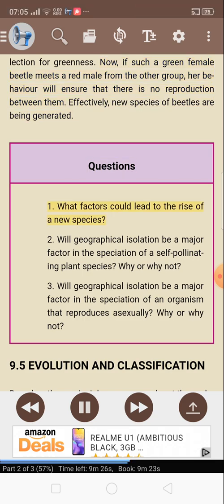Questions. 1. What factors could lead to the rise of a new species? 2. Will geographical isolation be a major factor in the speciation of a self-pollinating plant species? Why or why not? 3. Will geographical isolation be a major factor in the speciation of an organism that reproduces asexually? Why or why not? 9.5 Evolution and classification.